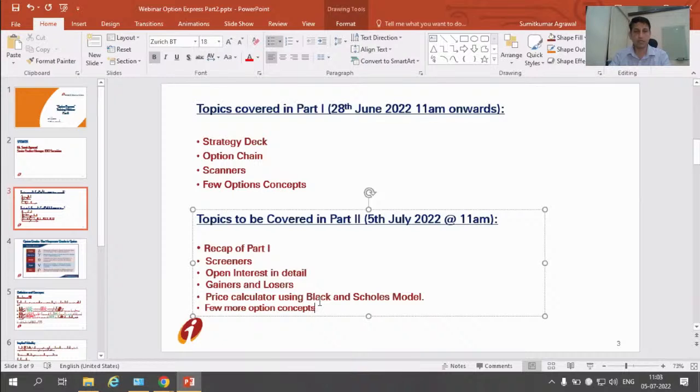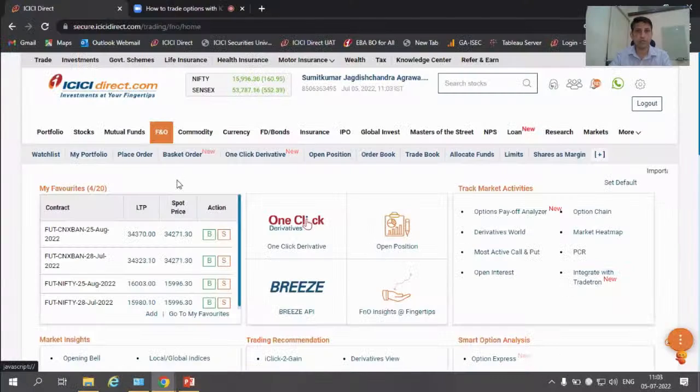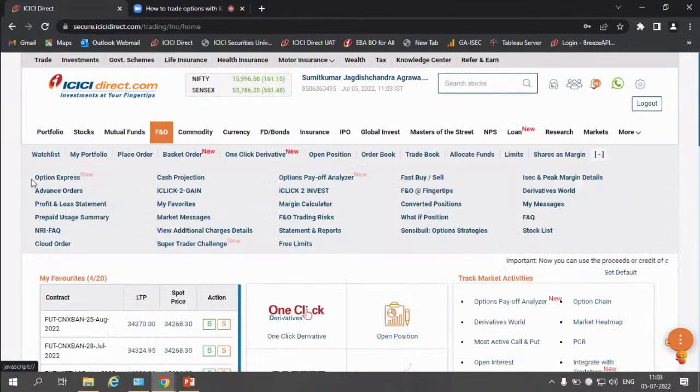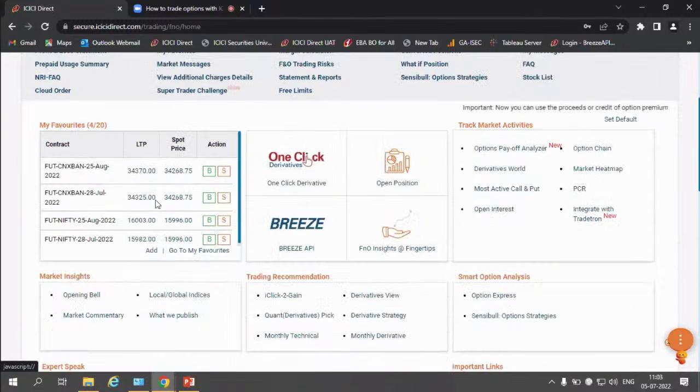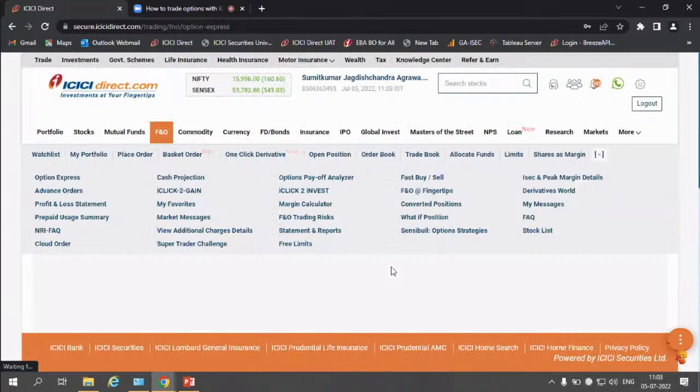So let me start with the ICICIdirect platform. Give me a sec. Right. So you need to come onto the FNO. Over there, as I mentioned last time, there are two ways you can reach the Option Express. First is going through this plus sign, then clicking on the Option Express, which is blinking over here, and then coming down a little bit where you will see the smart option analysis available, and then you can click on the Option Express blinking over here. So whichever way you want, you can go on to the Option Express easily.